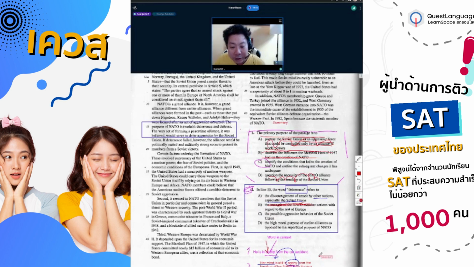Do you think that deterrent has anything to do with the high moral purpose of the alliance, as opposed to the superficial purpose of NATO? I don't think so. Nope. Now we're gonna have to use the context, very easy. Do you think the word deterrence is related to the discouragement from having the Soviet attacking you, or is it about the aggression behavior from the Soviet Union? Now it's very easy. What do you think is the correct answer? I think it's A. Definitely.